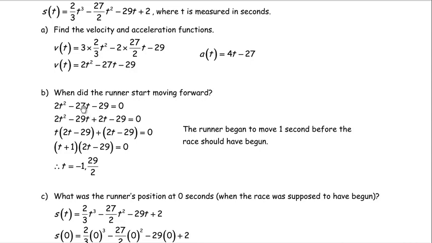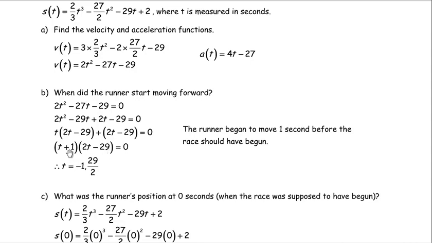I'm going to solve this by decomposition again. So I need 2 numbers that add to negative 27 and multiply to negative 58, which would be negative 29 and 2. So I'm going to decompose that negative 27t down to negative 29t plus 2t. And I can common factor a t out of here. And there's no common factor here, so I just put brackets around the 2t minus 29. So that's in common here, so 2t minus 29 is one factor, t plus 1 is the other.